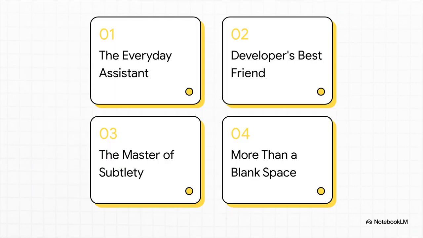So here's our game plan. We're going to look at the 4 secret identities of the blank identifier. We'll start with its role as our everyday assistant, then see how it becomes a developer's best friend. After that, we'll dive into its mastery of some really subtle advanced patterns, and finally, we'll see why it's so much more than just a blank space.